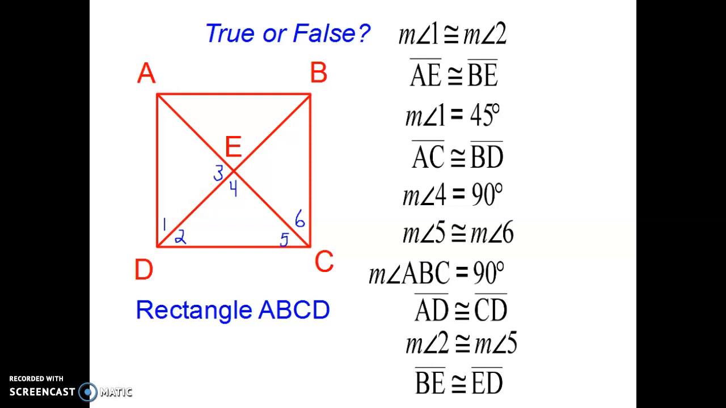This is a review of the properties of the parallelograms. Quadrilateral ABCD is a rectangle. There are statements off to the right. What I would like you to do is press pause and try to determine true or false. Once you are done, you can hit play and go on to the answers.